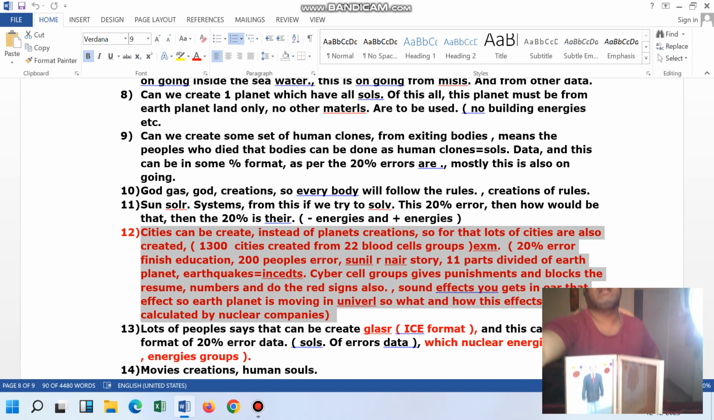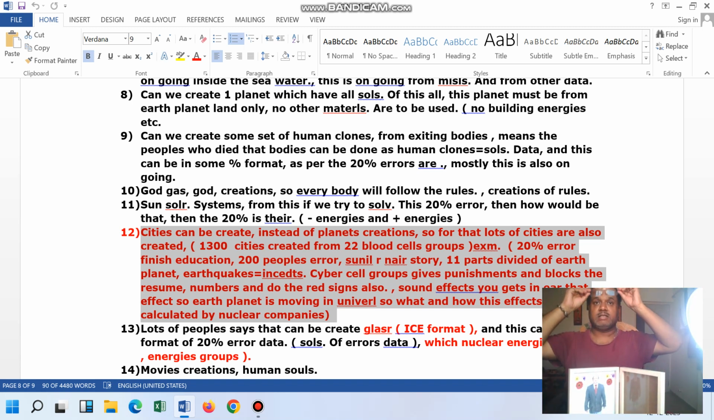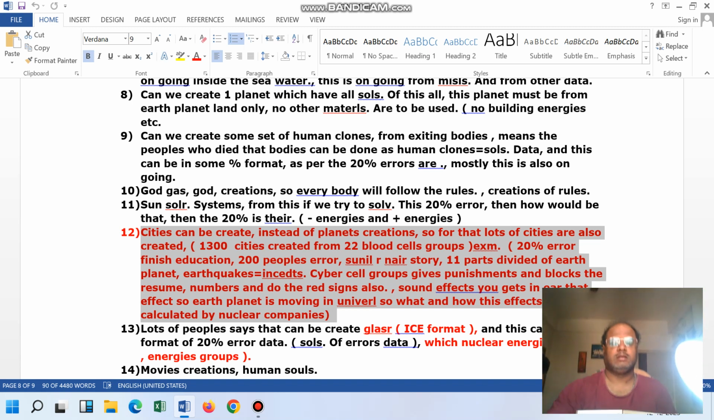In this, we are discussing one topic, that is cities creation. We are talking about a set of words. We have created a set of words, and we have created a set of cities on the basis of the set of words. One person asked a question: the Earth planet is divided into 11 parts.